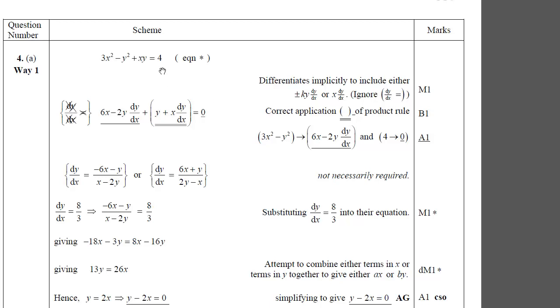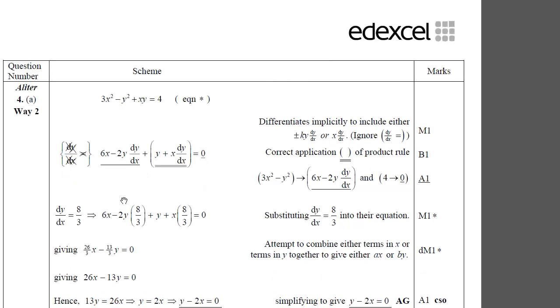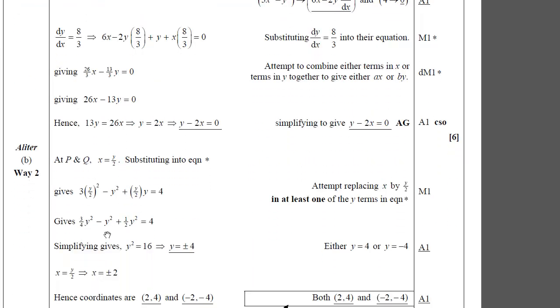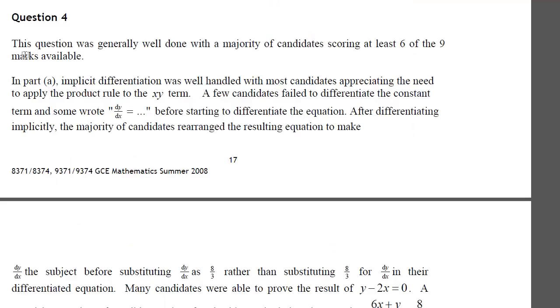So this is the mark scheme. The first part is that we do the derivative and simplify, and the answer is 13y equals 26x. So that is correct. The next one is where we find the coordinates, plus or minus: 2, 4 and minus 2, minus 4. So that's what we got. That is correct. It says this question was generally well done, with the majority of candidates scoring at least 6 of the 9 available marks.